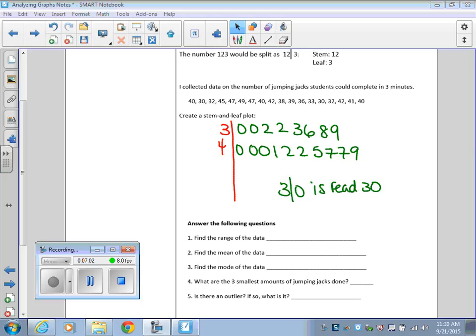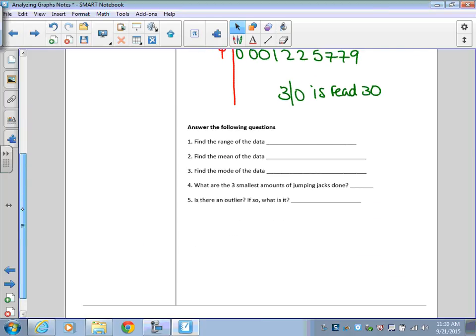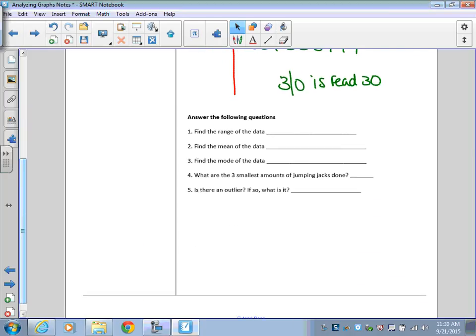The way that you read your stem and leaf plot is on the bottom in green. You take the number that is on your stem side, you combine it with the number on your leaf side, and that's where you get your information from. That's where you get your number. So what we're going to do now, we're going to answer the 5 questions.